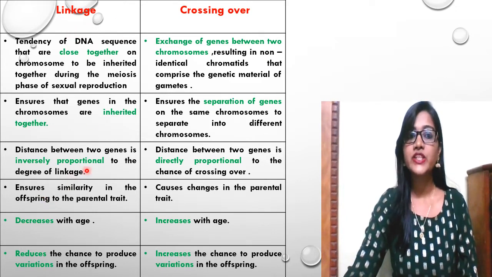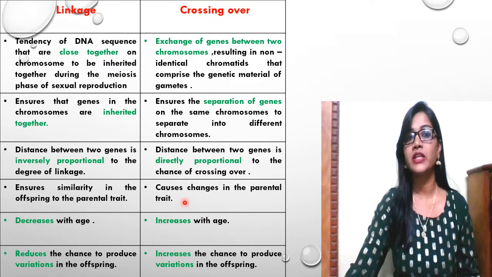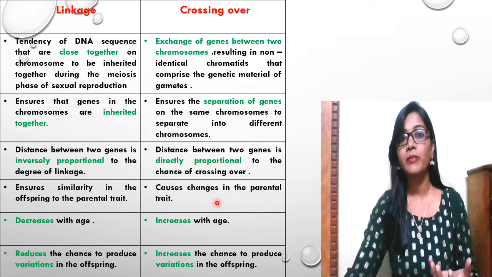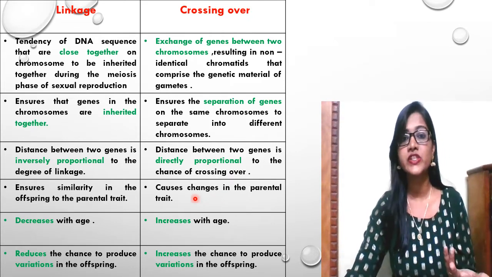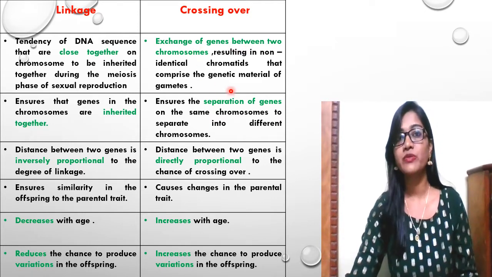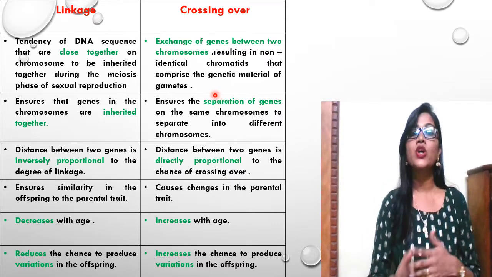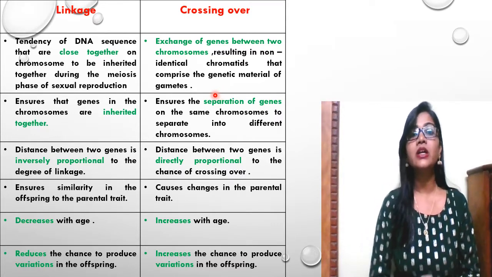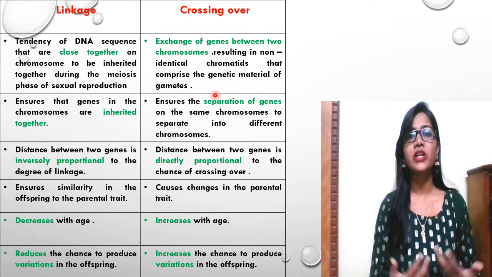So linkage ensures similarity in the offspring to the parental trait, while in case of crossing over, it causes changes in the parental trait. Why are there changes in the traits? Why do the parents and the offspring have variations? Because there is exchange of genetic material. Because of the recombination process, the genes or the hereditary characters get mixed together, and because of that there are chances that the parents and the offspring will have different types of variations.